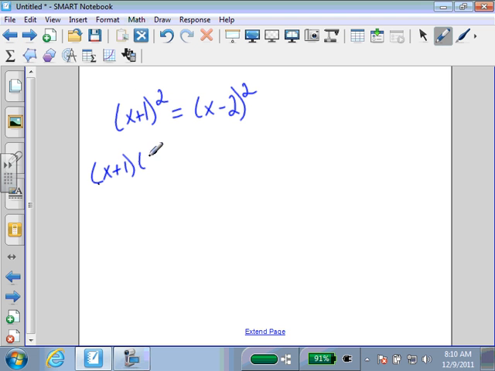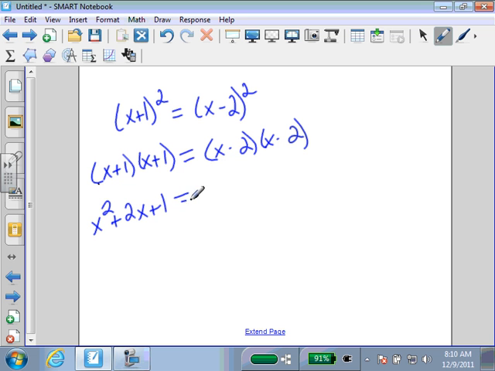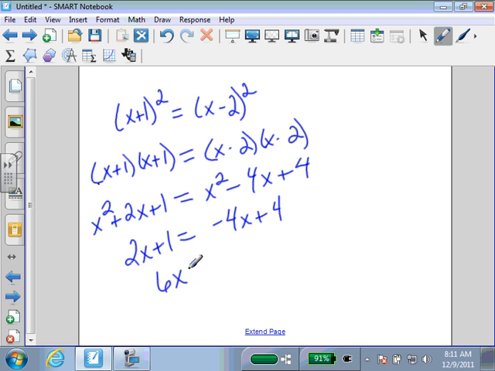So x plus 1 times x plus 1 equals x minus 2 times x minus 2. So x squared plus x, so plus 2x plus 1 equals x squared minus 2x minus 4x plus 4. Subtract x squared from both sides. 2x plus 1 equals negative 4x plus 4. Add 4x to both sides. 6x plus 1 equals 4. Subtract 1 from both sides. 6x equals 3. Divide both sides by 6.